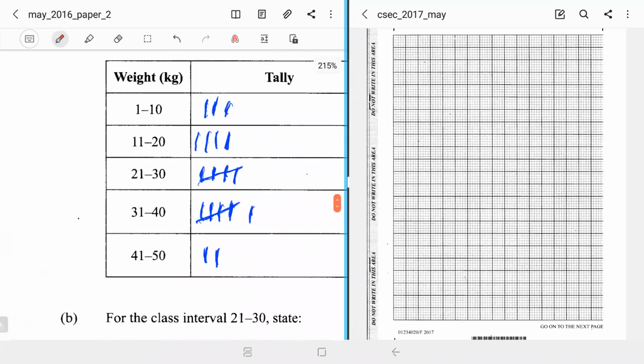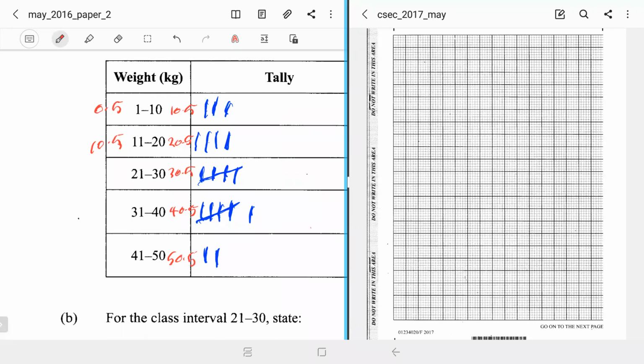The lower boundary value here will be 0.5. Then the upper one will be 10.5. Then the lower one over here will also be 10.5. Because these are the same, you don't have to write those out. You really need to just write the upper boundary values: 20.5, 30.5, 40.5, and 50.5. So the bars go from those values.